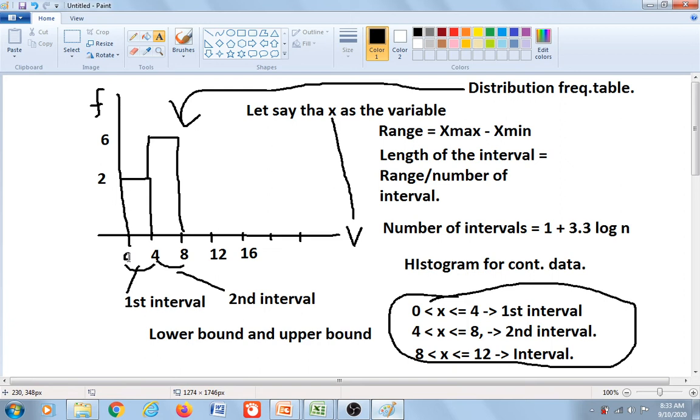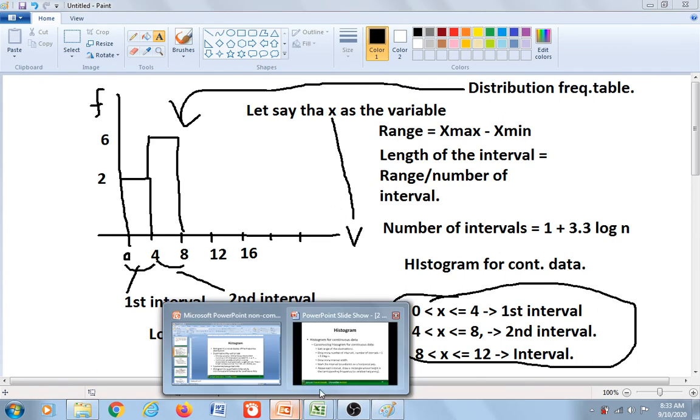And one more thing that you need to know, that when you are making a histogram, you need to be careful in deciding the number of intervals and the length of the interval, because you have to include all the observations that you have in your histogram. So you cannot leave any observation not counted in your histogram. Okay. Now let's see an example.